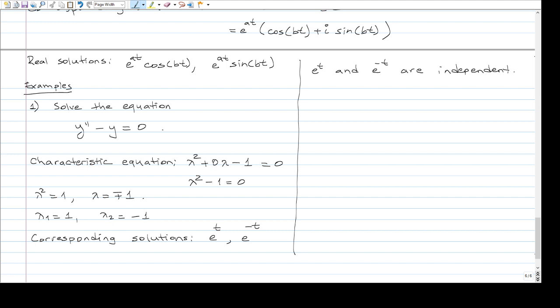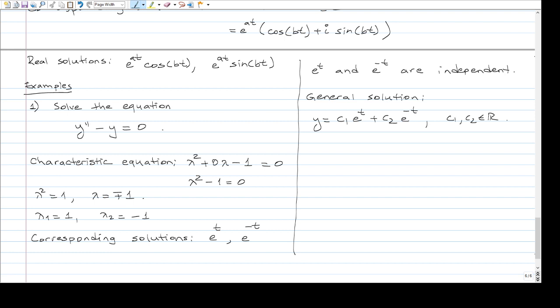We have a second order equation. We have two independent solutions. So the general solution y is c1 times e to the t plus c2 times e to the minus t. And here c1 and c2 are real numbers.